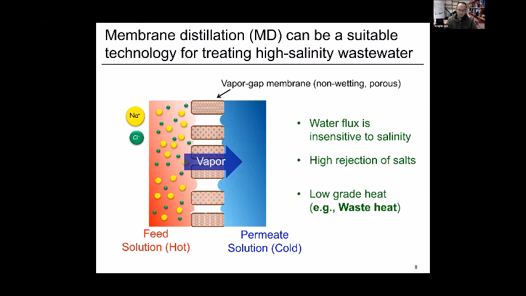And at the same time, the feed water doesn't have to be boiled as long as the temperature of the feed water is higher than the permeate solution. Water always moves from the hot to the cold side. So low-grade heat, such as waste heat, can be used to heat up this feed solution to a moderate temperature.